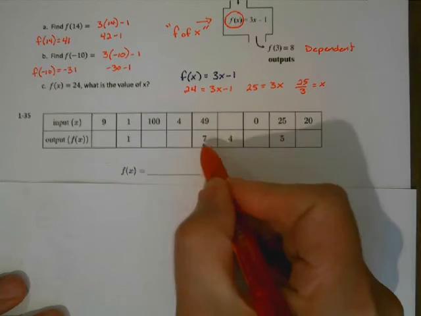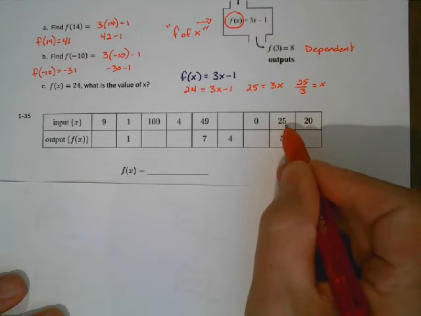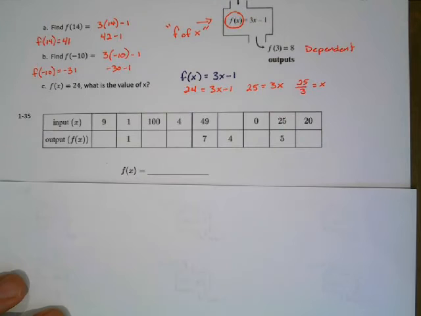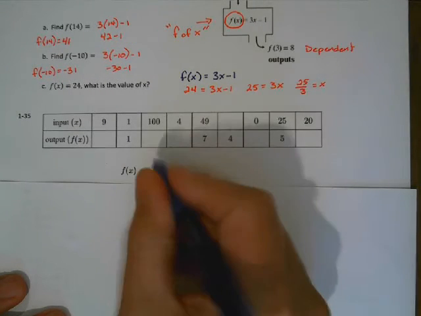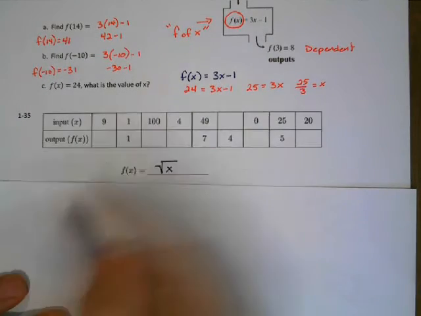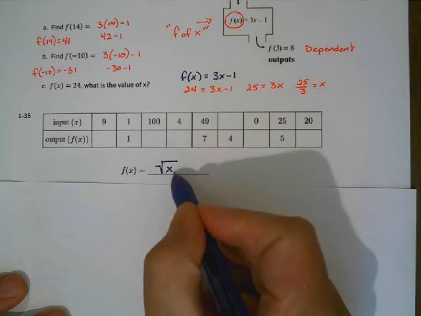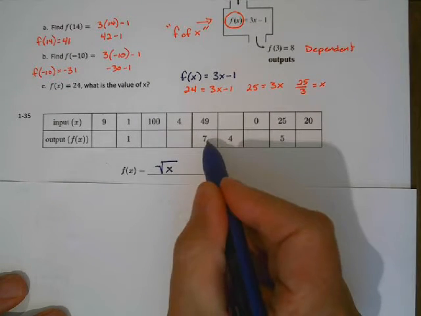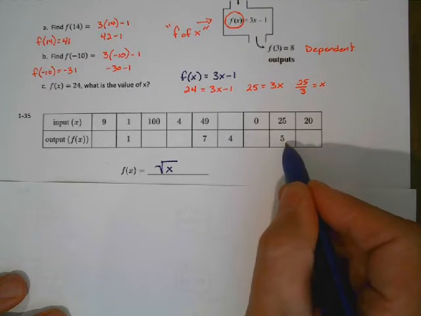Look at it. 7 squared is 49, 5 squared is 25, 1 squared is 1. So it's the opposite of the squares. Well, what's the opposite of squares? Square rooting. So it looks like this is a square root of x. So if I plug in 1 here, the square root of 1 is 1. If I plug in 49 here, the square root of 49 is 7, because it's the opposite of squaring. If I plug in 25 here, I get 5.